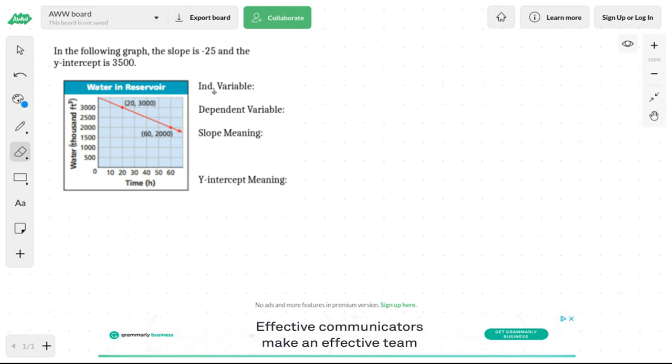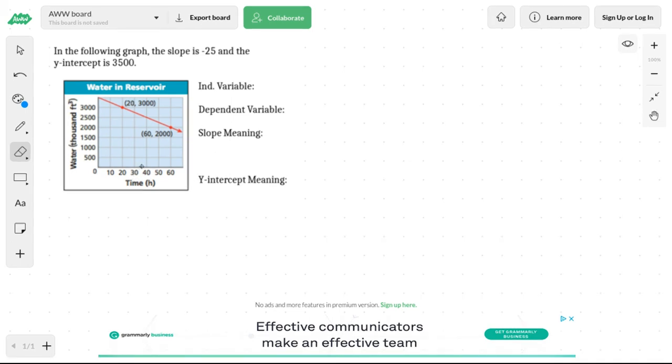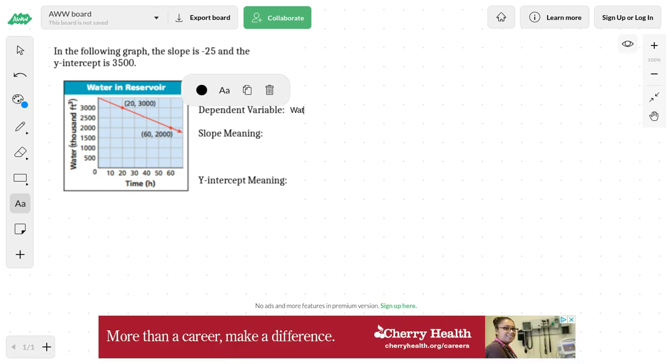So the first thing it asks us is the independent variable. So which one's causing the other to change? So if I'm thinking about this, is time causing the water to drop, or is the water dropping causing the time to change? Well, it only really makes sense that time is causing the water to drop, so my independent variable is time. I also know that my independent variable will always be the x-axis. So that means my dependent variable is the water level, and I'm going to put in 1,000 feet cubed.